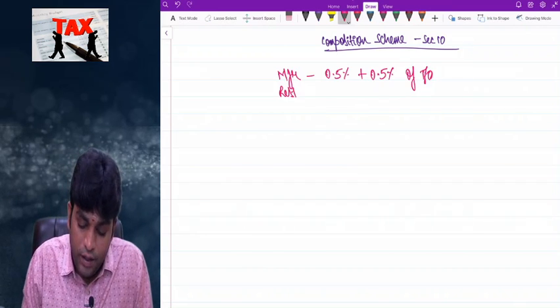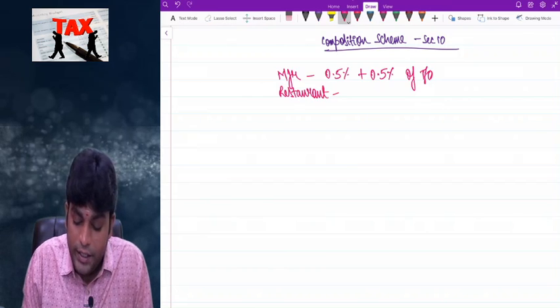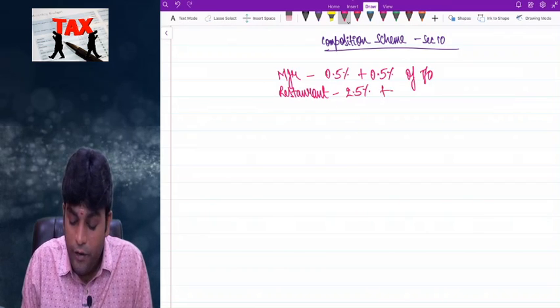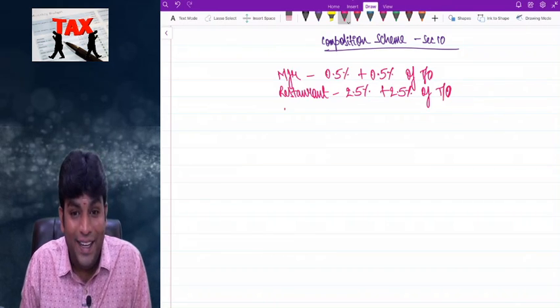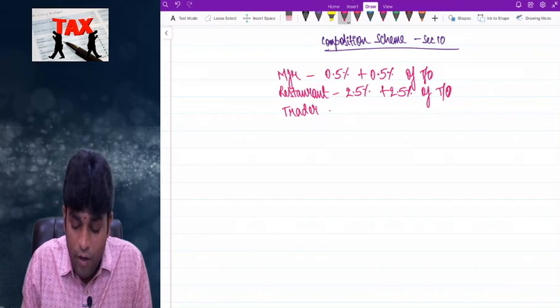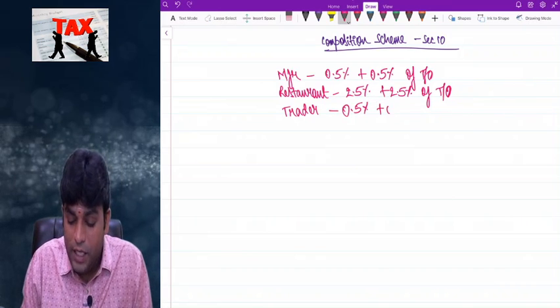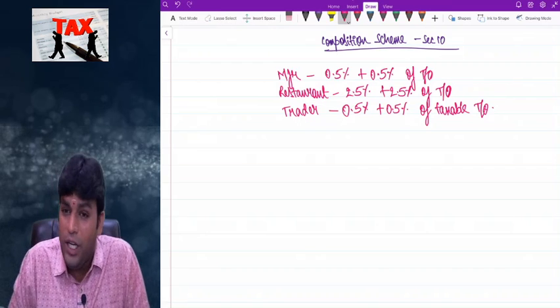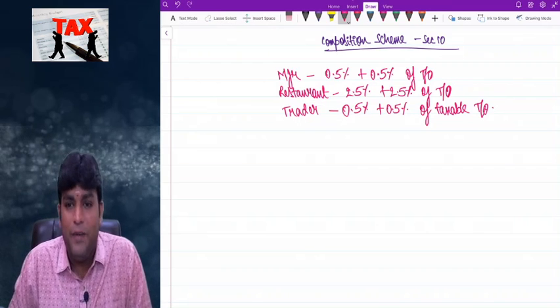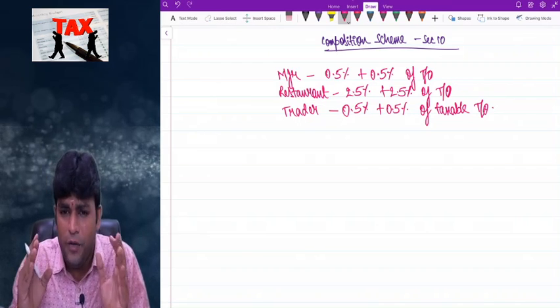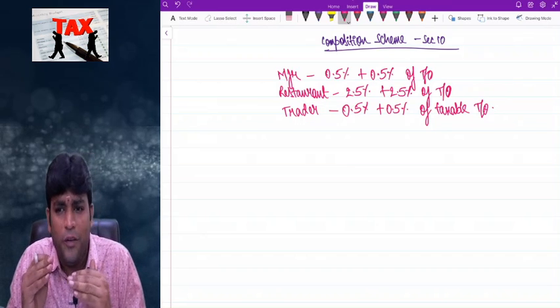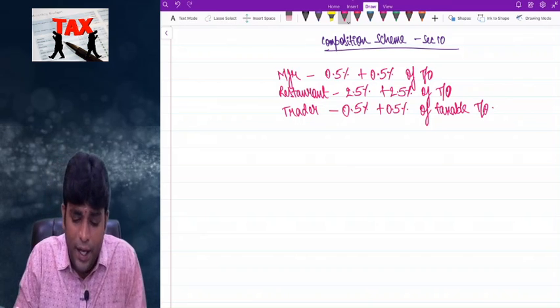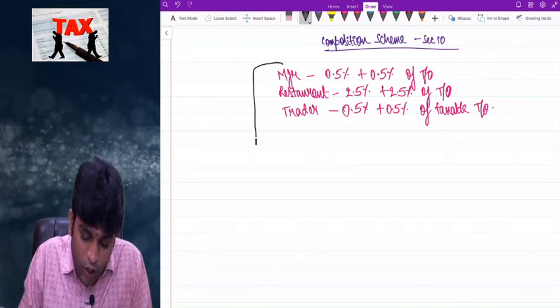And in case of restaurant or catering services, it is 2.5% plus 2.5% of turnover. And finally, in case of a trader, one special point we have here, that is 0.5 plus 0.5% of taxable turnover. In case of a trader, we will calculate 0.5 plus 0.5 only on taxable turnover. But for manufacturer or restaurant cases, it is 0.5 plus 0.5 of turnover, restaurant 2.5 plus 2.5 of turnover. Now here, one important concept which you would have already heard, my dear friends.